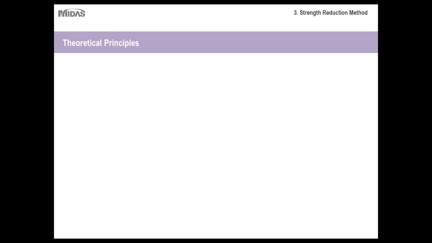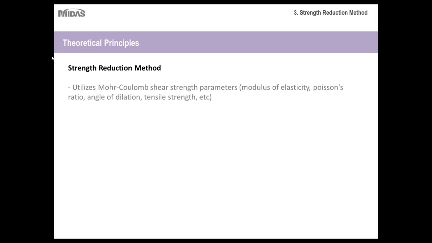We'll go over the strength reduction method. Okay, so the main theoretical principles of the strength reduction method are as follows. It utilizes the Mohr-Coulomb shear strength parameters, so parameters such as modulus of elasticity, the Poisson's ratio, the angle of dilation, tensile strength, etc. Those are all used in the strength reduction method.